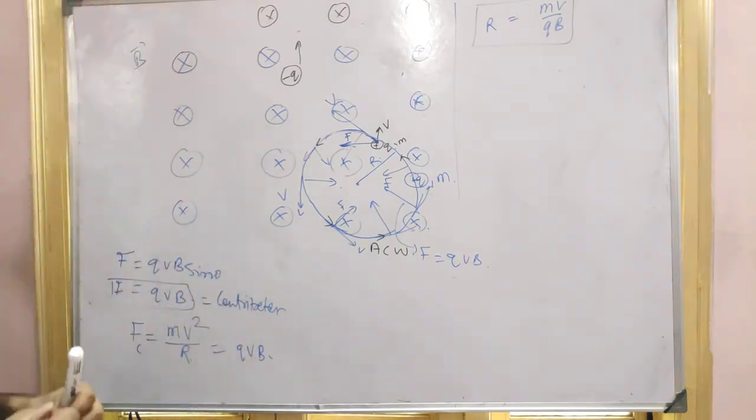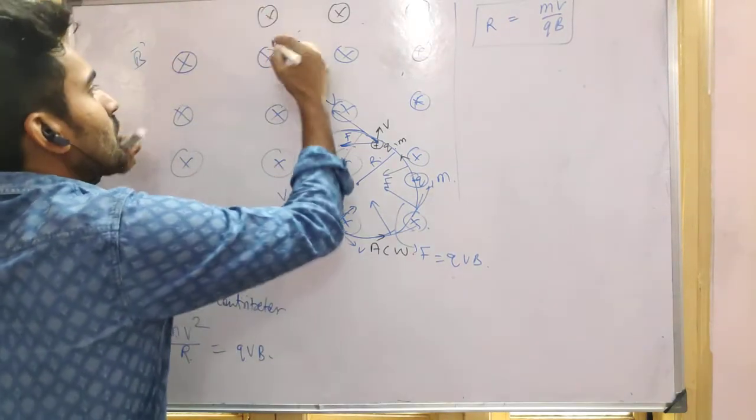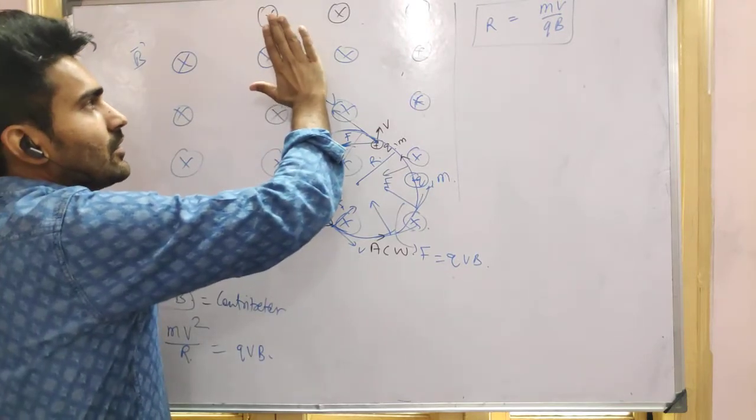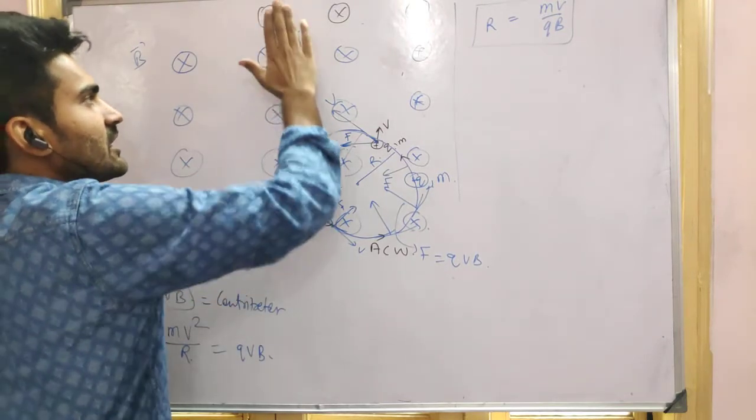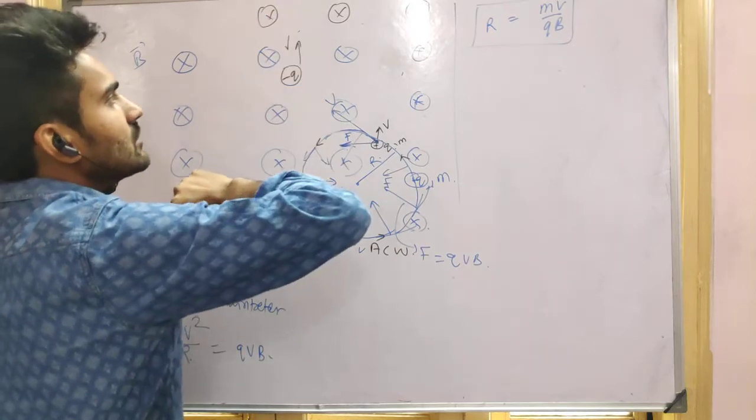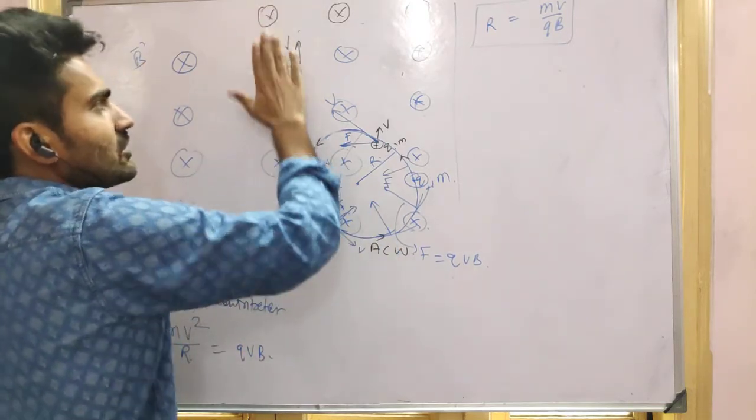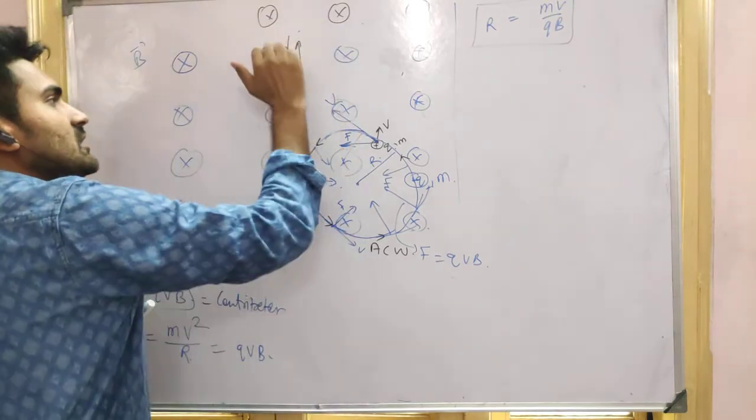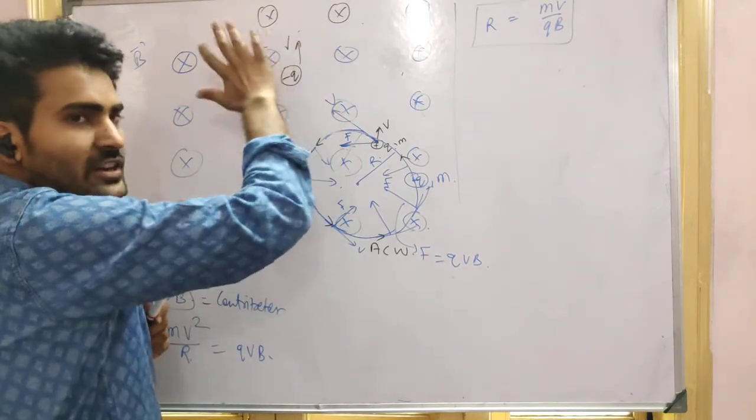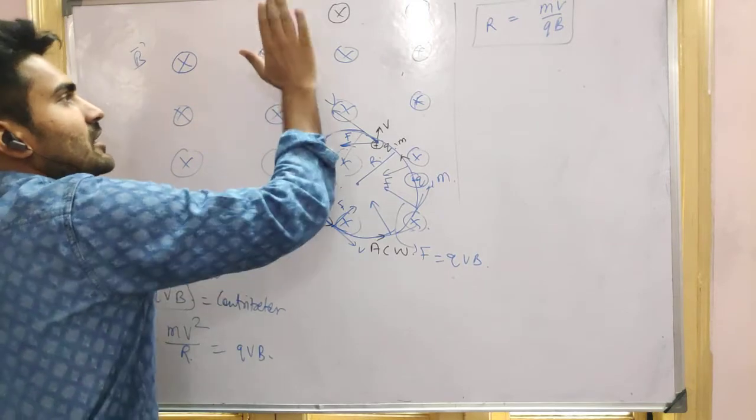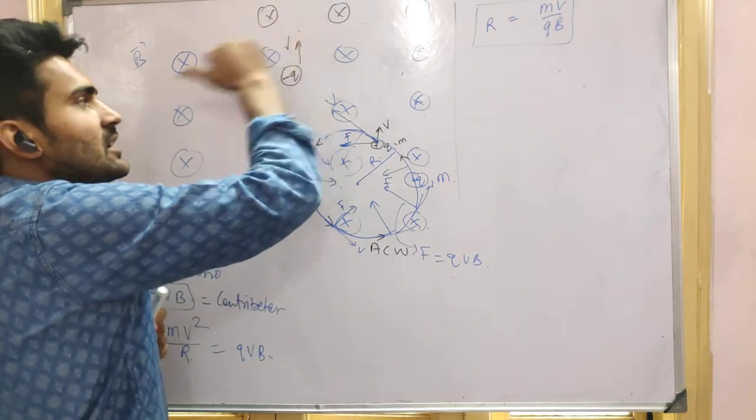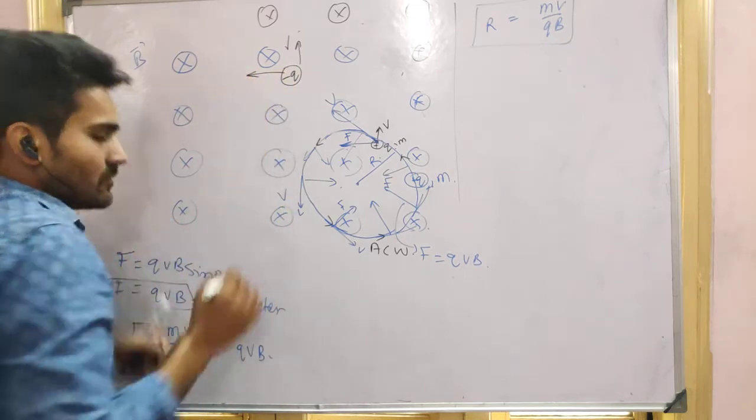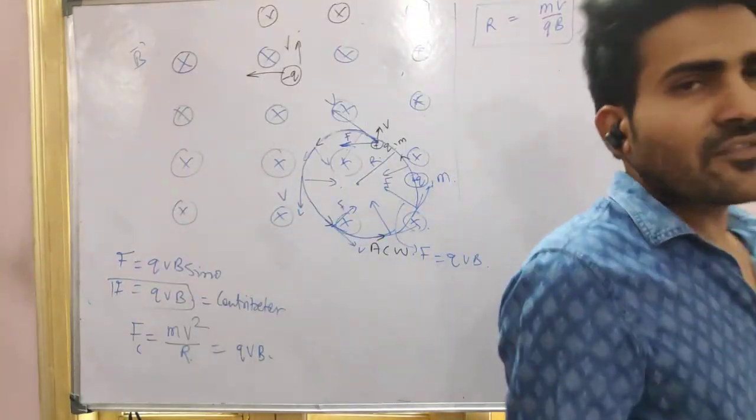Just see how it will move. Keep your palm in the direction of the velocity. Velocity is here. Where is the direction of the B? Inside. Yes or no? Tell me, are you getting my point or not? The velocity is here. Curl your finger in the direction of the magnetic field. The force we will get here. Will the force be this side? Tell me. Will the force be this side?